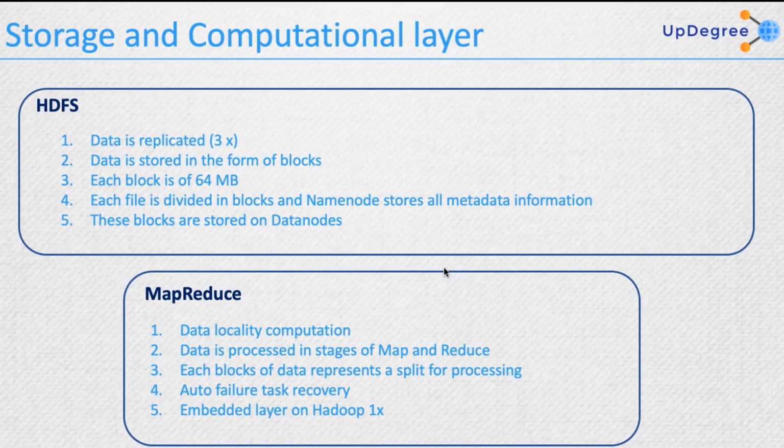Then we have the computation layer, which is called MapReduce. This is a data locality computation. Data locality computation means that wherever you have the data, the compute happens at the same place. You do not move your data to the computation layer, you just move your computation to the data node. That's why Hadoop became popular in computation, as we are not moving the data, instead we are moving just the computation. Data is processed in stages of map and reduce.